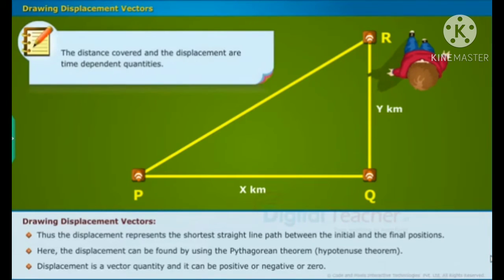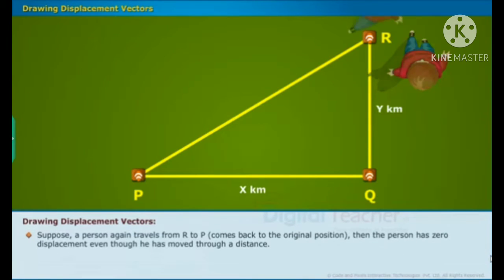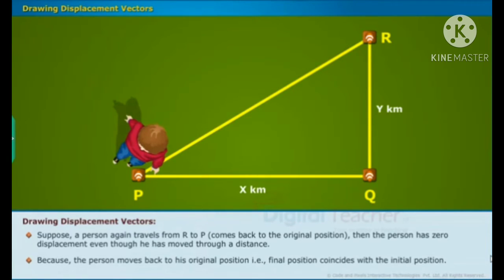Note: the distance covered and the displacement are time-dependent quantities. Suppose a person again travels from R to P, and comes back to the original position. Then the person has zero displacement even though he has moved through a distance, because the person moves back to his original position, so his final position coincides with the initial position.